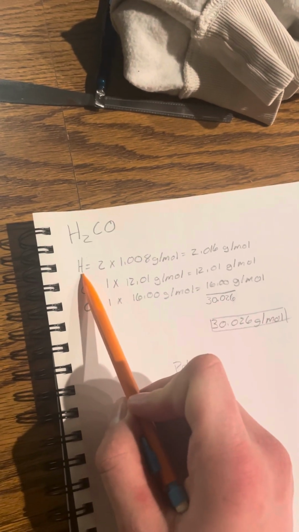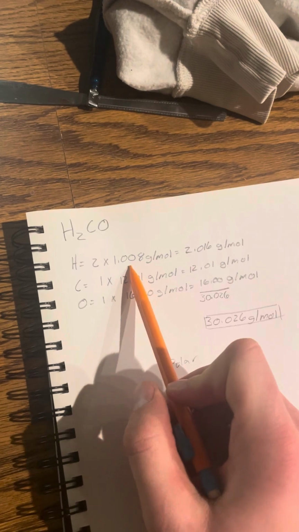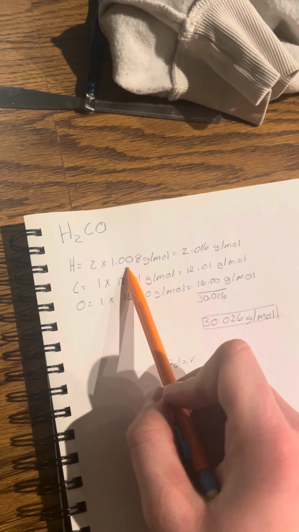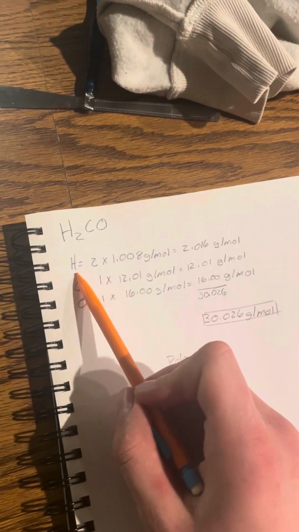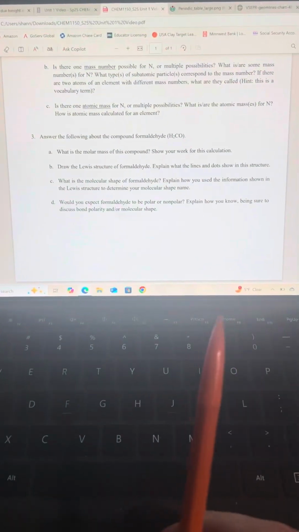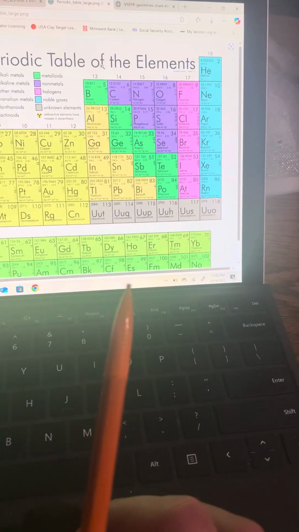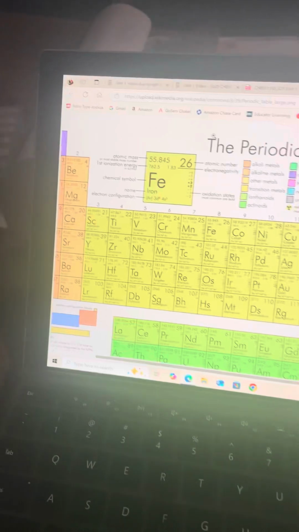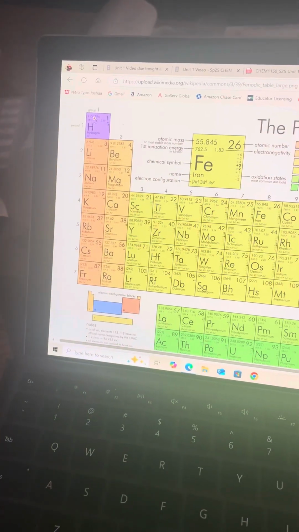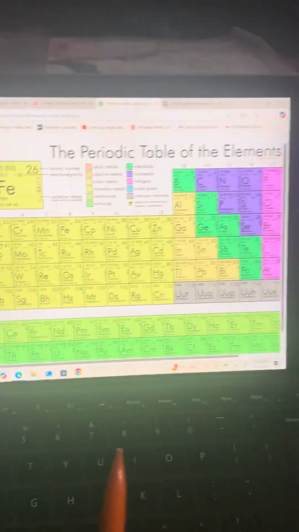There are 2 hydrogen atoms, so I have 2 times the atomic mass of the element, which is 1.008 grams per mole. I got that number from this periodic table. The hydrogen is over here, the 1.0079. Rounded that up to 1.008.